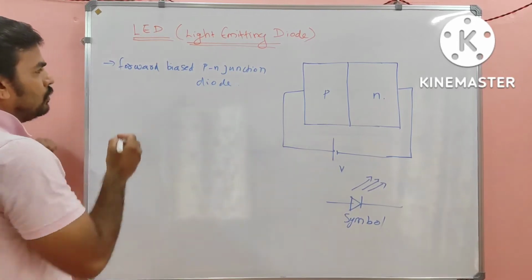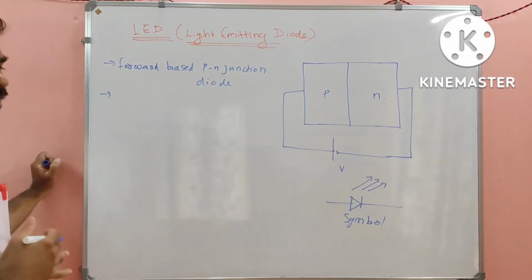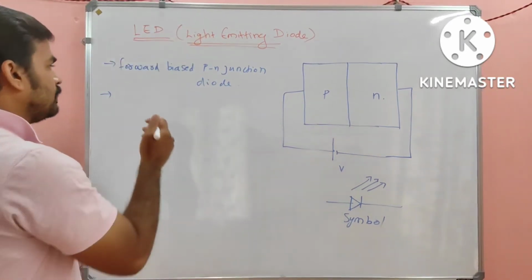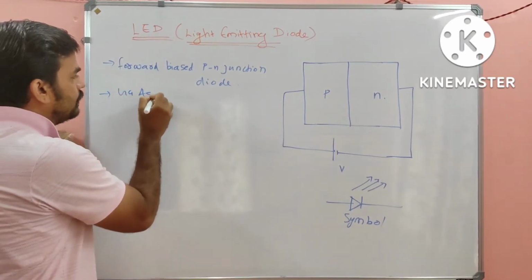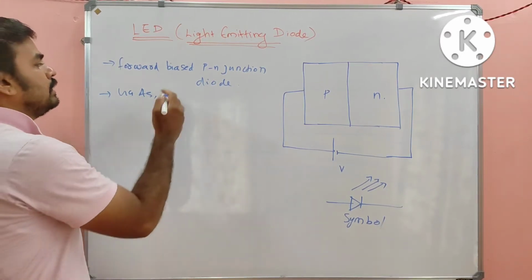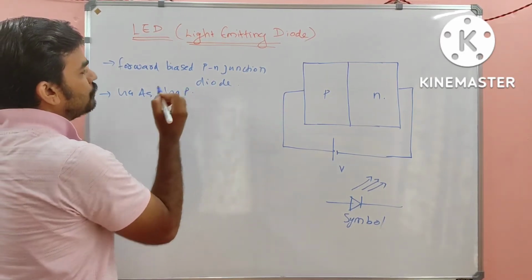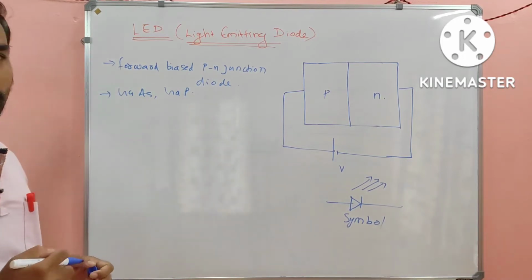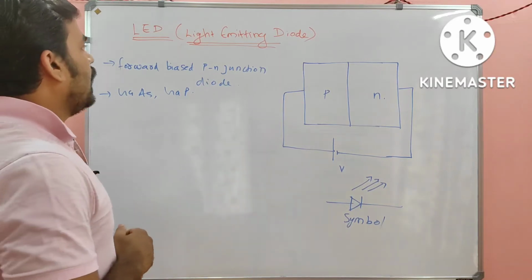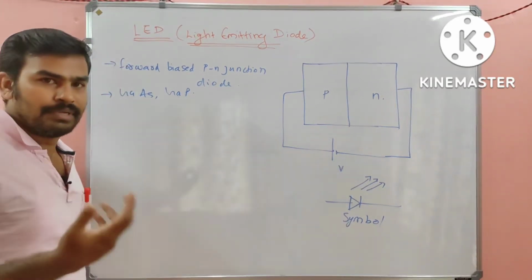Normally the material used here is not pure silicon or pure germanium, but instead we use gallium arsenide or gallium phosphide. These are the materials commonly used here, and I will tell you the reason.